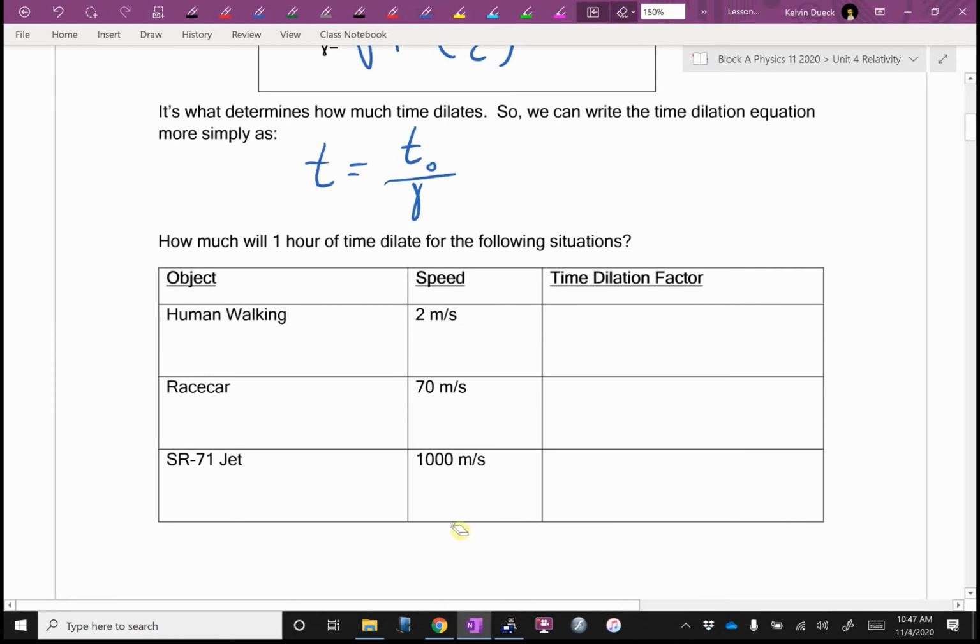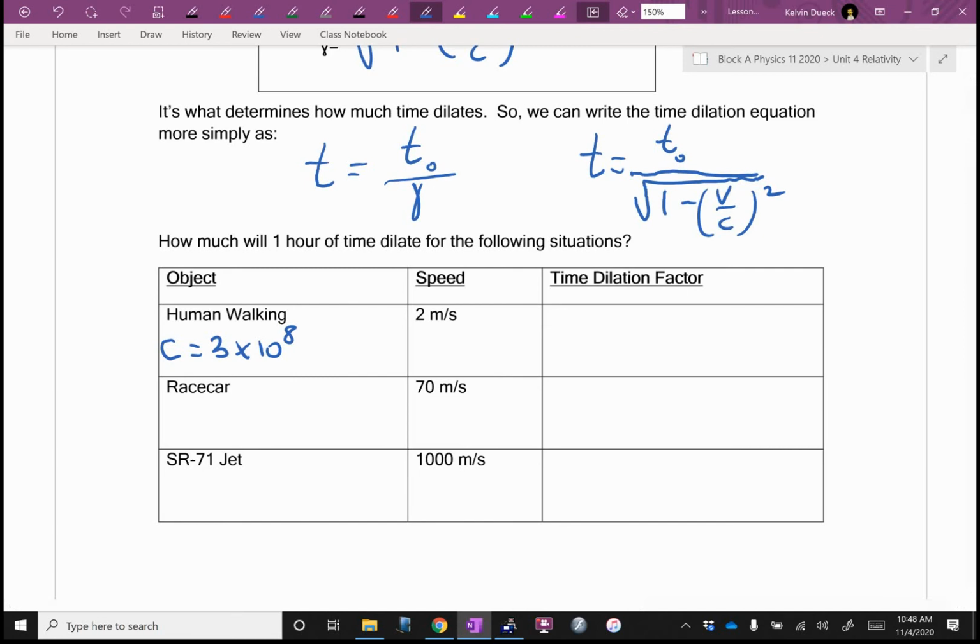Now, I didn't give you the speeds in percentages, so we are going to have to type in our C value of 3 times 10 to the 8th, and we're going to be constantly using this. T equals T0 all over the square root of 1 minus (V over C) all squared. Can you get your calculators out, please? I'd like you to follow along with me. We're going to calculate the time dilation factor. We're going to let T0 equal 1, and see what's going on here.